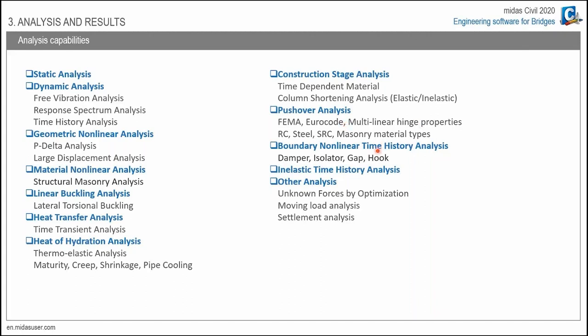Then coming to boundary nonlinear time history analysis, inelastic time history analysis, and other analyses such as the unknown load factor method, which is used for finding the force in cables for a particular constraint defined in cable state analysis. Then moving load analysis and settlement analysis.